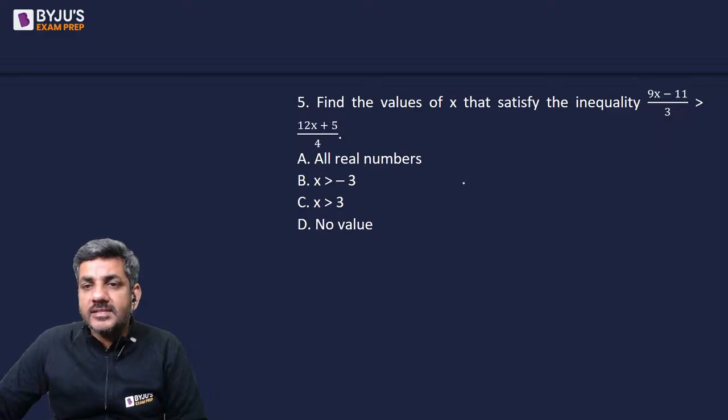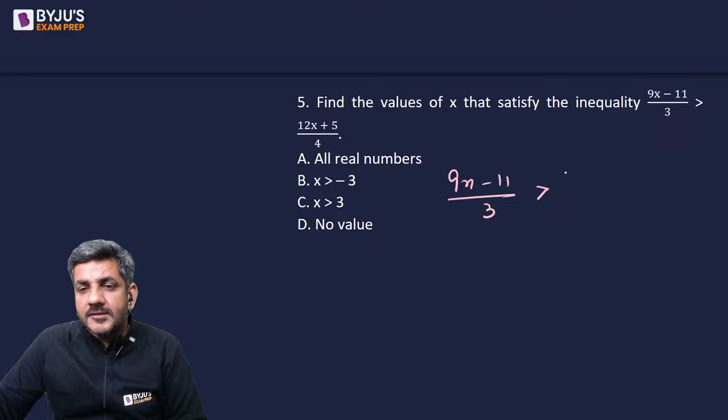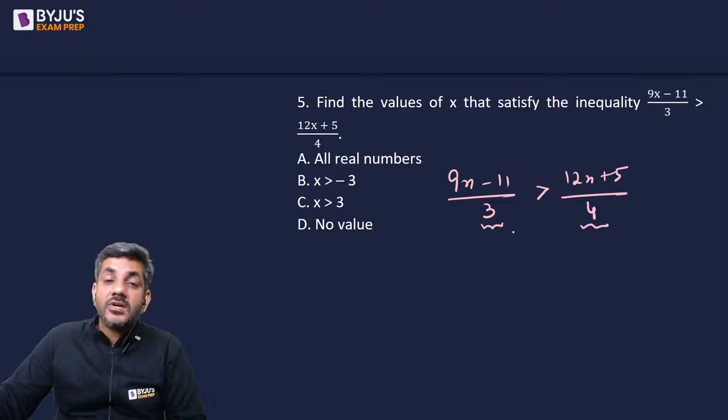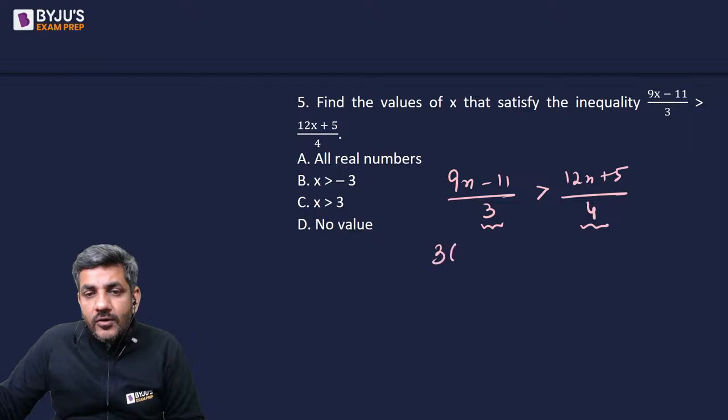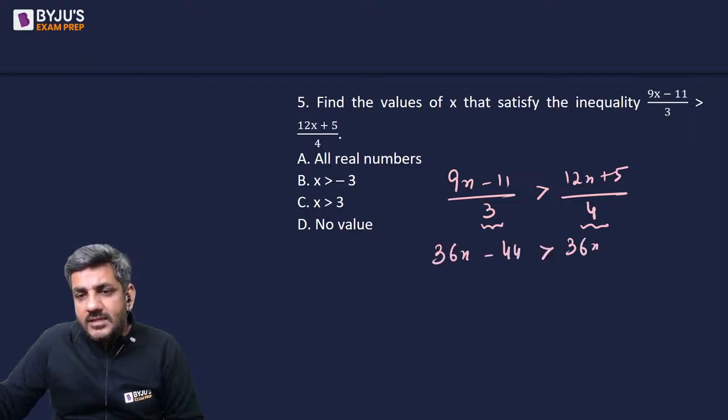Find the values of x that satisfy the inequality (9x - 11)/3 > (12x + 5)/4. The denominators are surely positive numbers. I can straight away cross multiply. It will not change the sign at all. So 4 9s are 36 minus 4 11s are 44. 12 3s are 36 plus 5 3s are 15. 36 and 36 cancel out and I get -44 > 15.